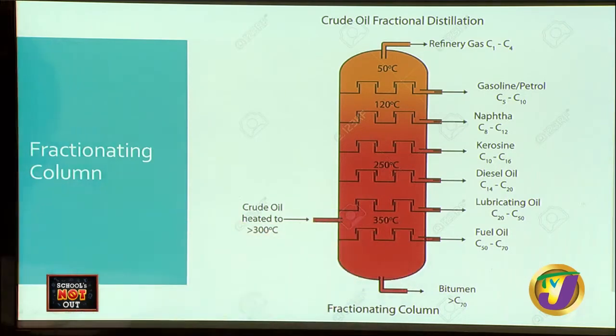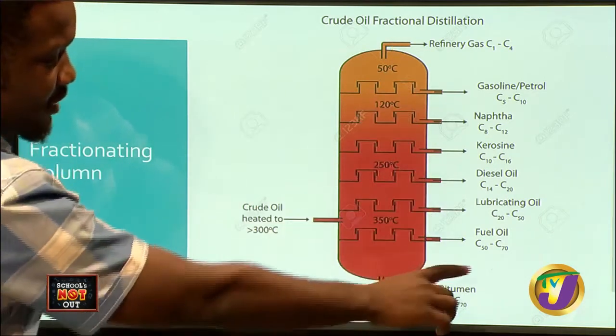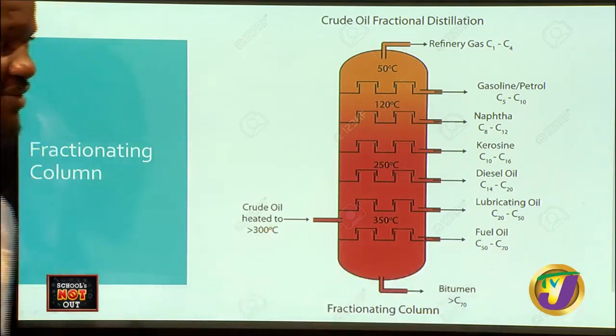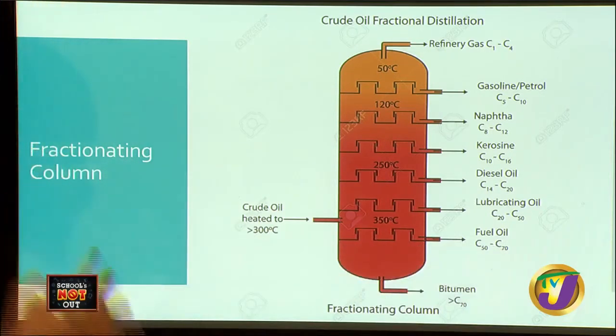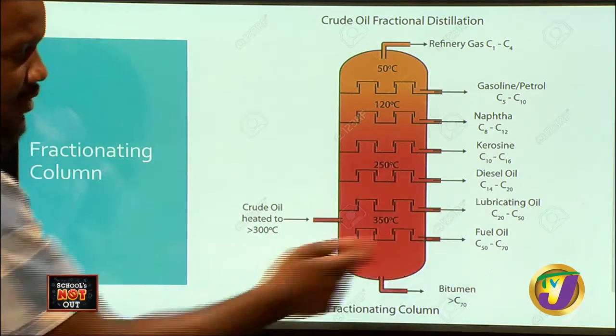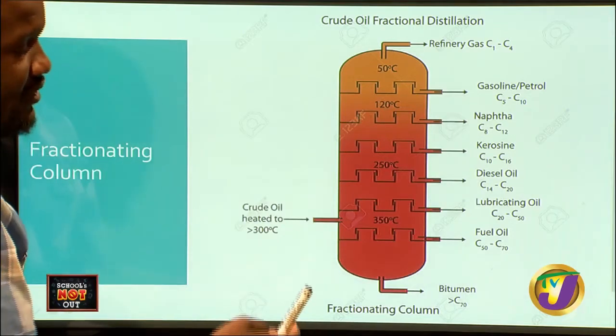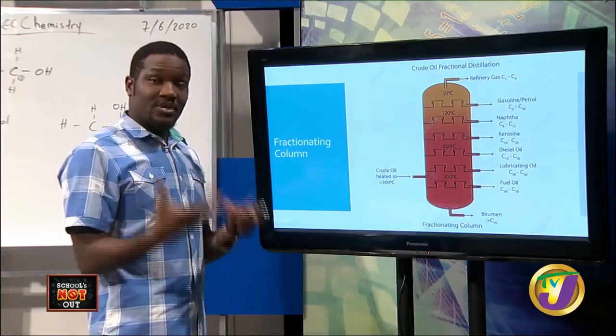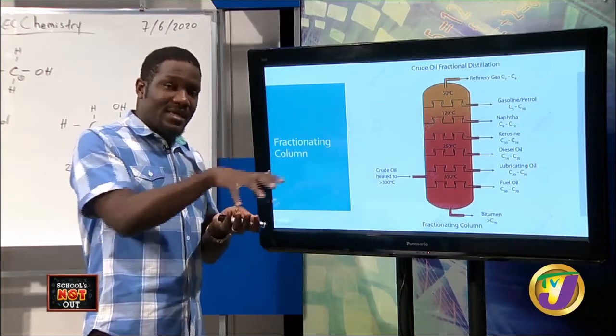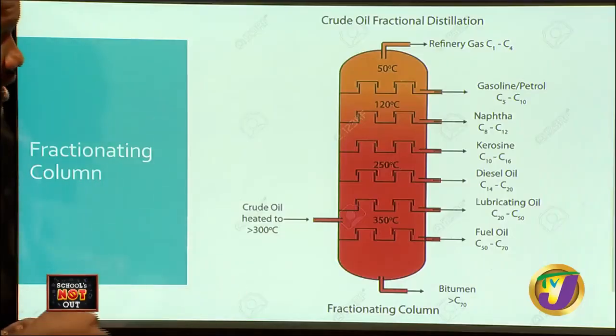All right? So if you look to the right of the diagram, where it says C50 to C70, those heavy, solid kind of hydrocarbons tend to collect at the bottom, right? And as you go up, you realize that the number of carbons are decreasing, which means the hydrocarbons are getting lighter and lighter and lighter, or smaller, if you will.